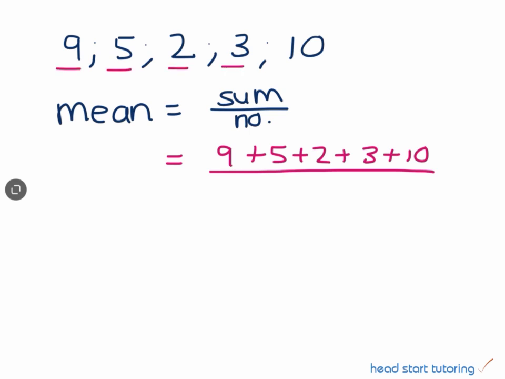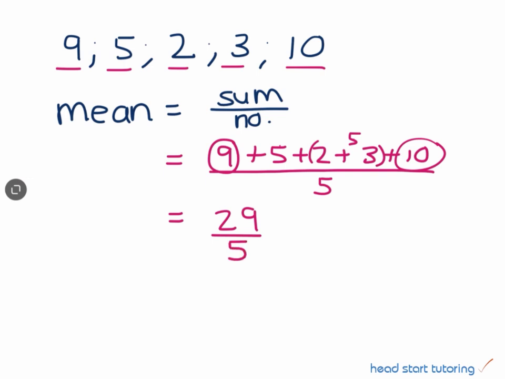1, 2, 3, 4, 5 numbers. So I would get an answer of those two together would be 5. 5 plus 5 is 10. 10 plus 10 is 20. And 20 plus 9 is 29. So my numerator would be 29. My denominator would be 5.